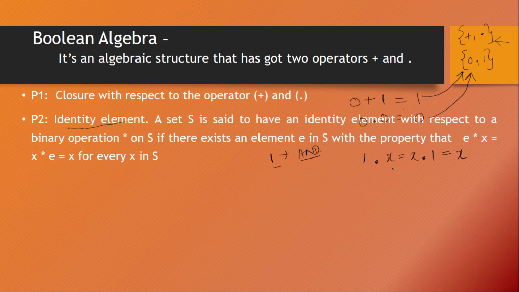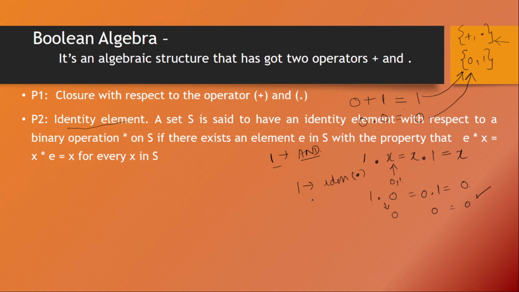So let's take any one value for x. It can be either 0 or 1, and we can test it out. So 1 and 0 is equal to 0 and 1, which is equal to 0. So 1 and 0 obviously is 0, 0 and 1 is also 0, and that also is equal to 0. So this property is satisfied. So 1 can be considered as an identity element for the operation AND.